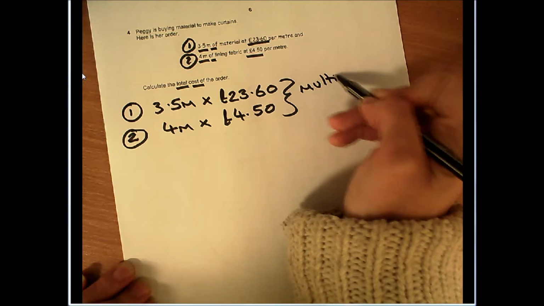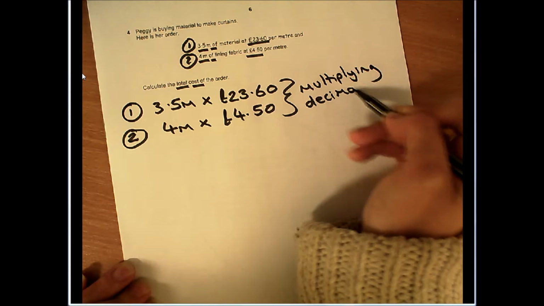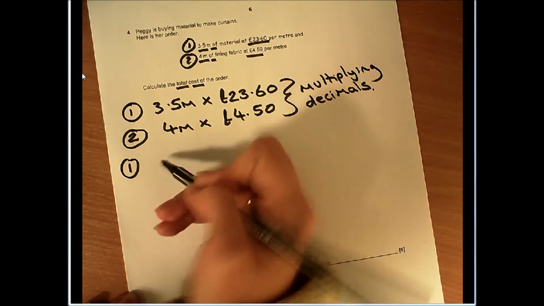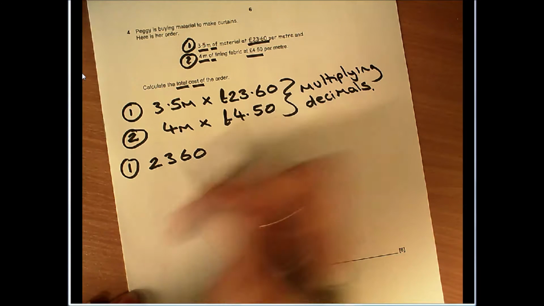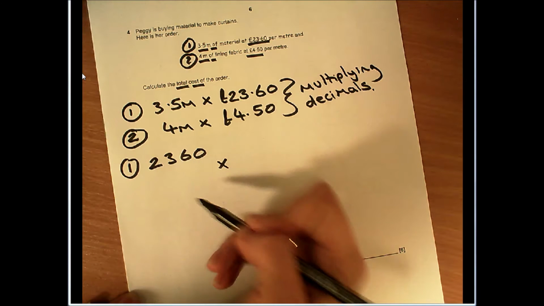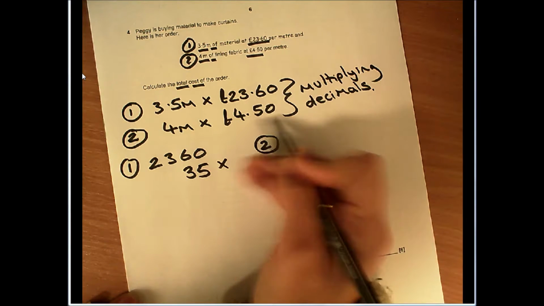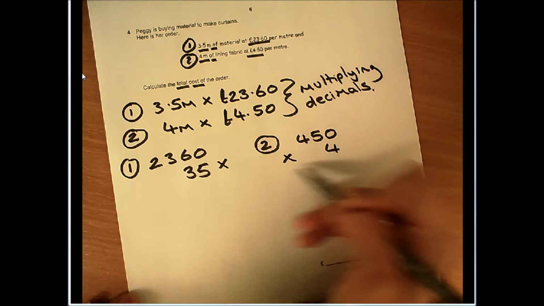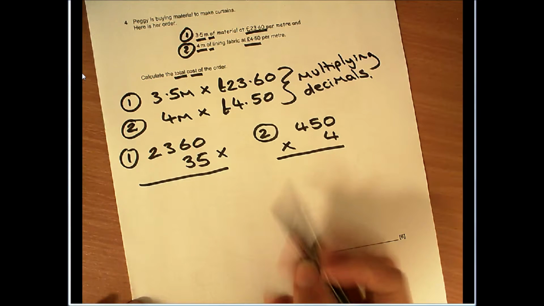Next thing you have to do is obviously work them out. Now, you're working with money and you're working with metric units and you've got decimals involved. So the skill they're really testing is just if you can multiply decimals, but you're getting 6 marks for it, so make sure you take your time. Take decimals out, that's the way I would always suggest to do it. So you're going to times 2,360 by 35 rather than doing 3.5 times by £23.60, and then 450 times by 4 rather than £4.50 times by 4.